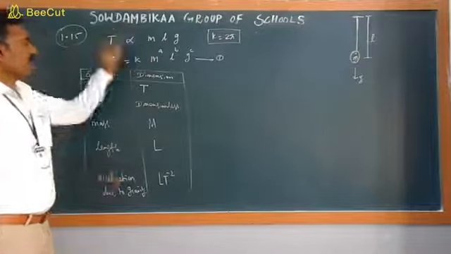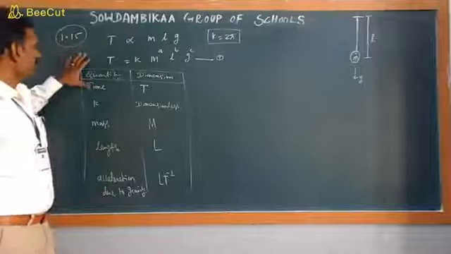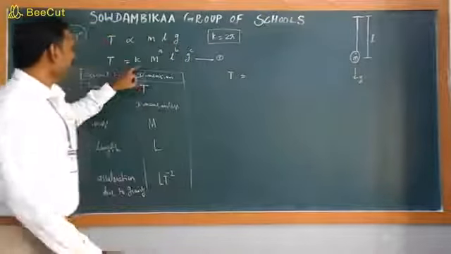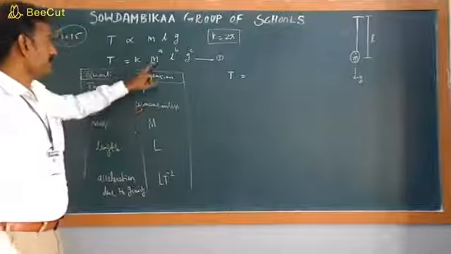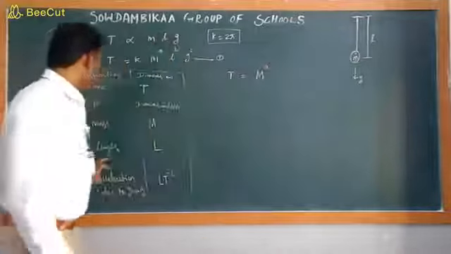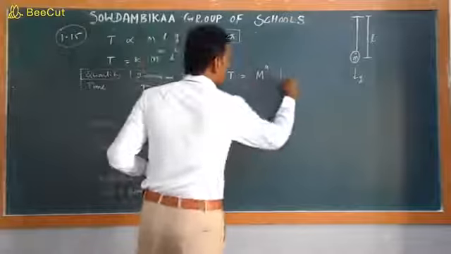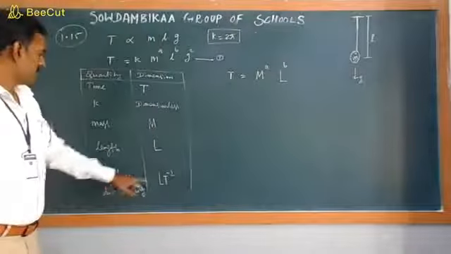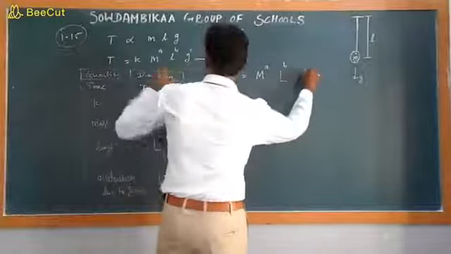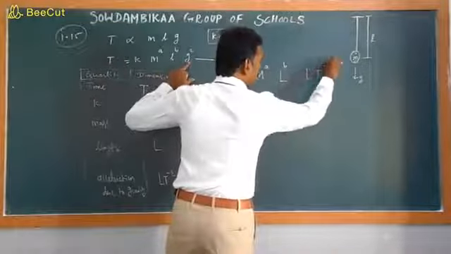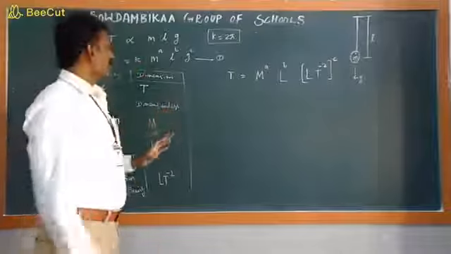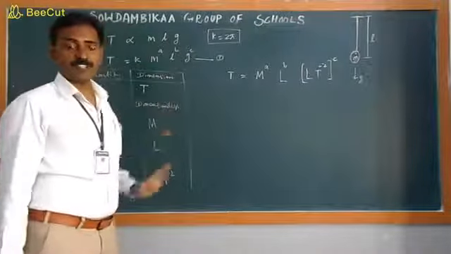Now we should substitute the dimensions in this equation 1. So time, the dimension is T. So T is equal to k, which is dimensionless, so don't mention the dimension. M power a, where mass is capital M power a. Then length, L power b, and g power c. The dimensional formula for g is L T power minus 2, so g is replaced by L T power minus 2, whole power c. Now I am simply substituting the dimensional formula for the given physical quantities.